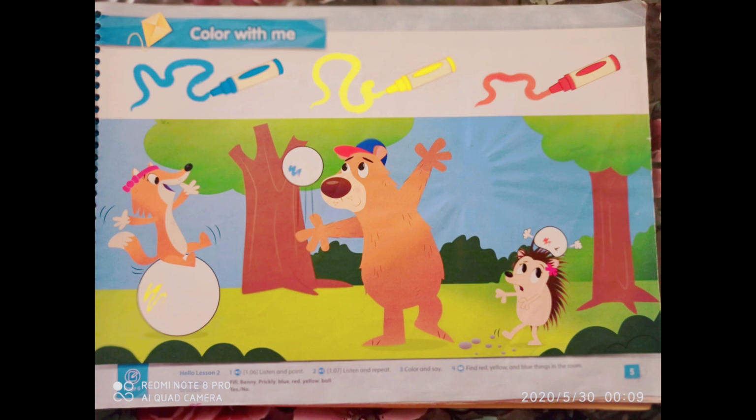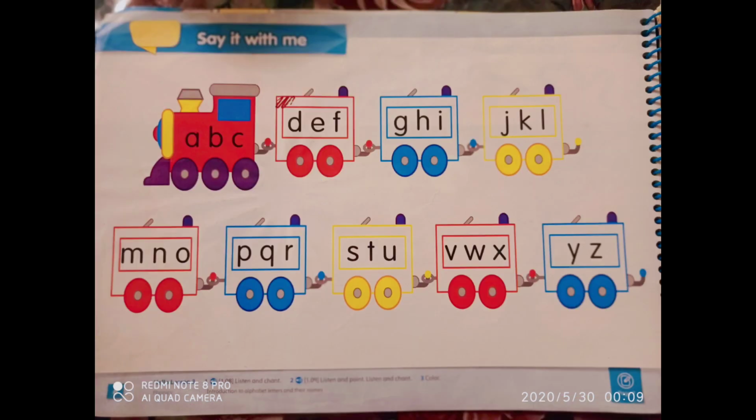I'm going to give you an activity related to this page. You have to find out red, yellow, and blue things in the room. You can take the pictures and you can share your pictures on your Google Classroom. Now turn your pages and come to page number 6, lesson number 3.